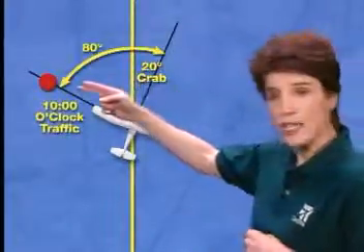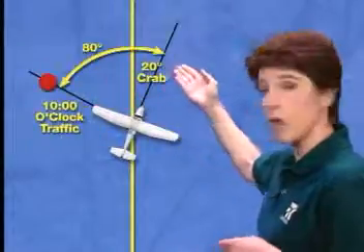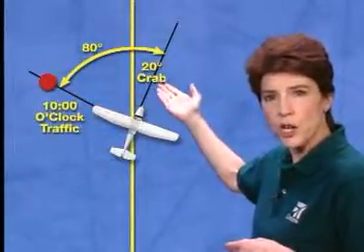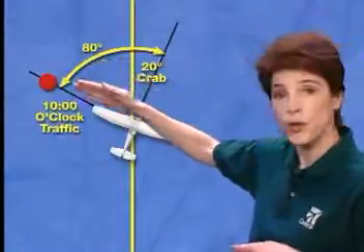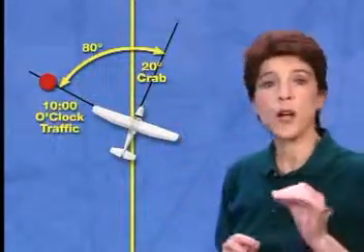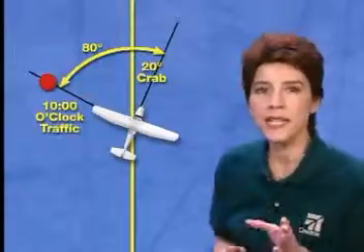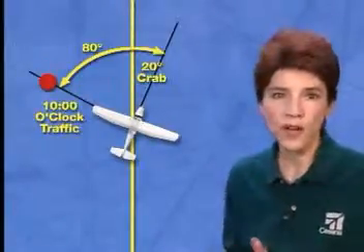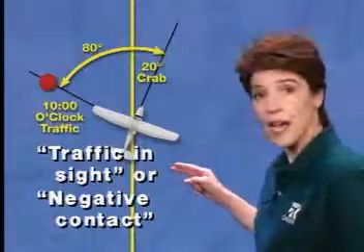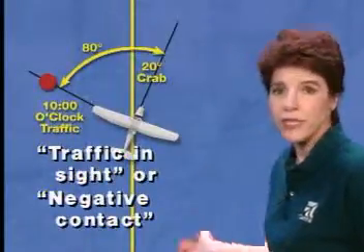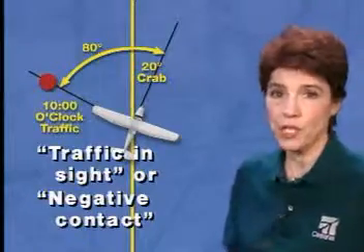For example, if the controller said that you had traffic at 10 o'clock and you had a 20-degree right crab, you should initially look 80 degrees left of your nose, 30 degrees for each point on the clock plus the 20-degree crab. Now, since these angles aren't measured in a laboratory, it's a pretty good idea to scan the whole quadrant of airspace once ATC has given you a traffic report. Incidentally, the correct response to a traffic report is either traffic in sight or negative contact. Using standard terminology eliminates confusion.